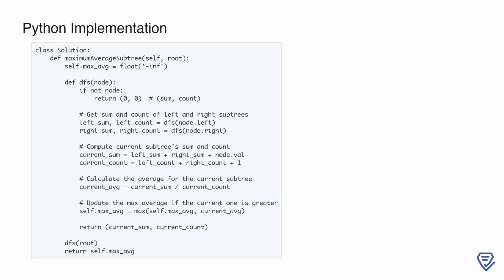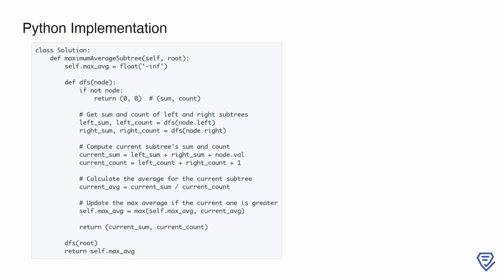This solution calculates the maximum average subtree in a binary tree using a depth-first search (DFS) approach. The main function, maximumAverageSubtree, initializes a variable self.max_average to -infinity to track the maximum average encountered. A helper function DFS is defined to traverse the tree recursively. For each node, the DFS function computes the sum and count of nodes in the left and right subtrees.